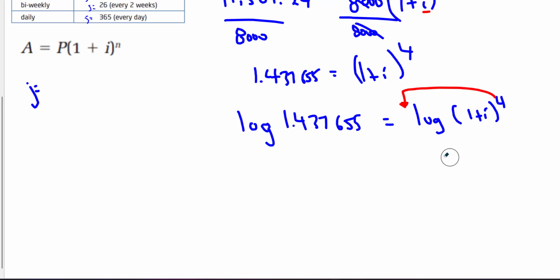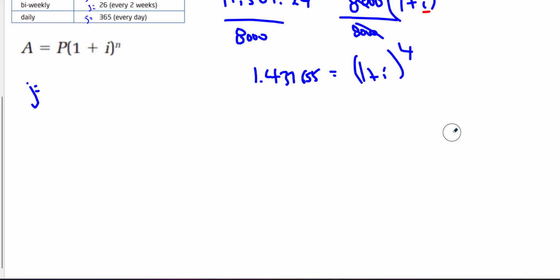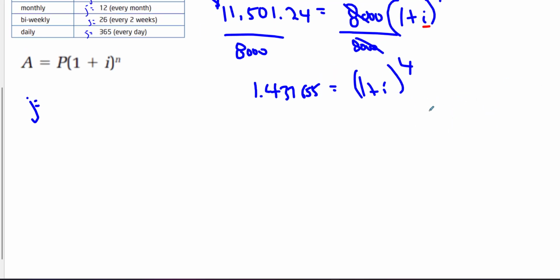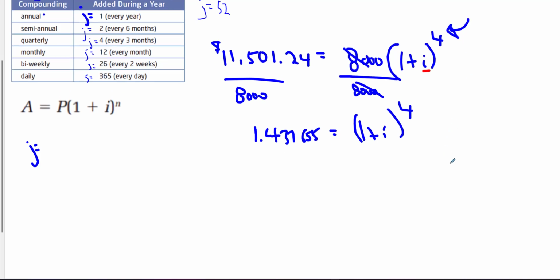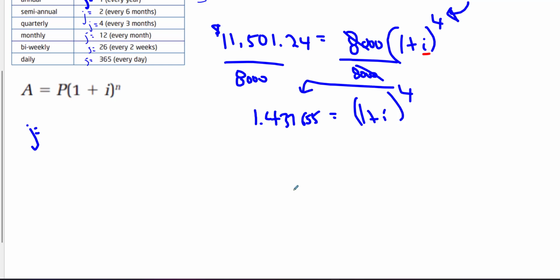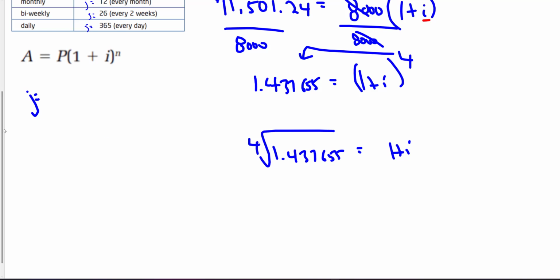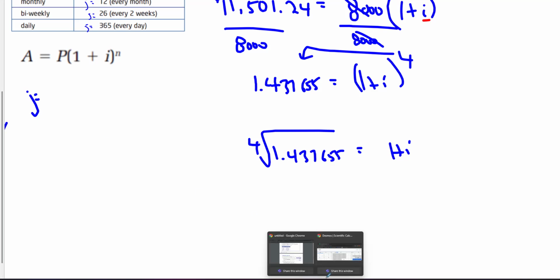Oh, wait. We don't need to use logs. I'm so sorry. You only use logs when the unknown value is in the exponent, when you're solving for n. That's the only time you need to use logs. But we are given n. We know the exponent. We actually just take the 4th root. One plus I. That's it. So you only use logs when you're solving for an unknown value in the exponent.